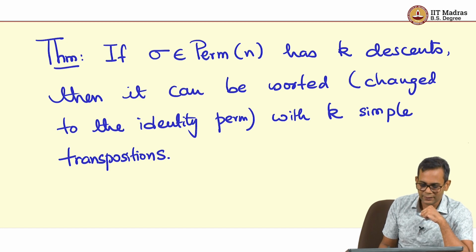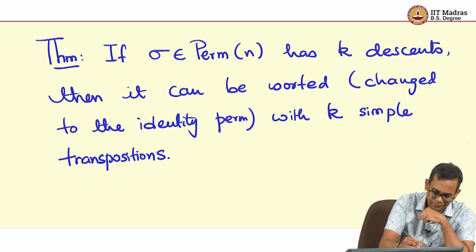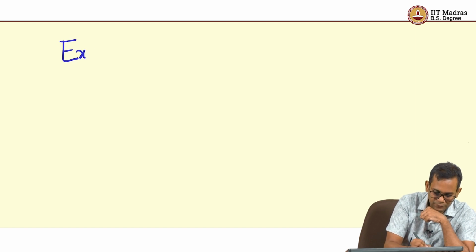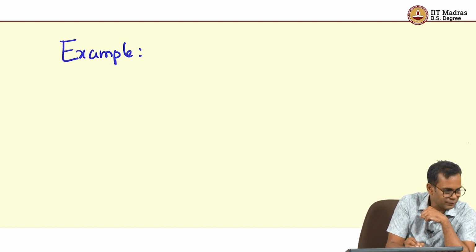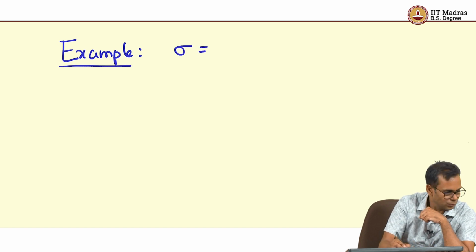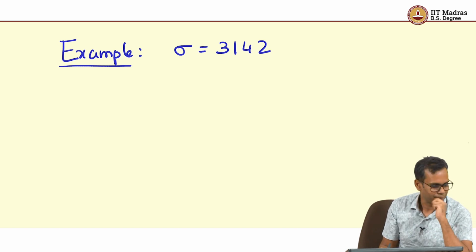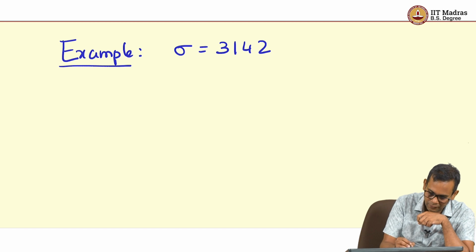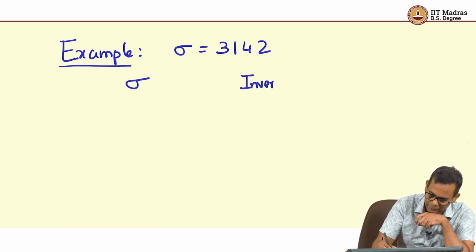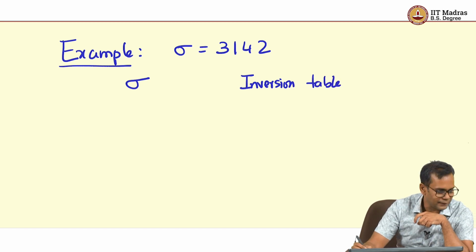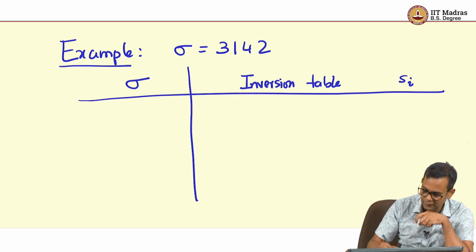Let me illustrate this theorem using an example. So, we had this permutation 3 1 4 2, and this had 3 inversions as we had seen. So, let us just write down a table where we will slowly sort this using inversions. At each stage we will have a permutation sigma, we will also keep track of its inversion table. And at each stage I will apply a certain simple transposition S_i. So, let us maintain this table.